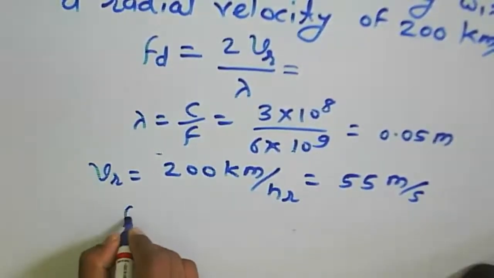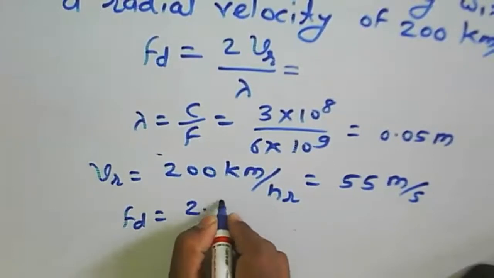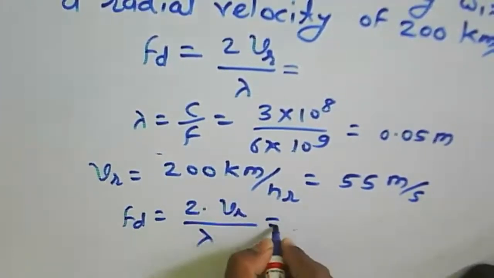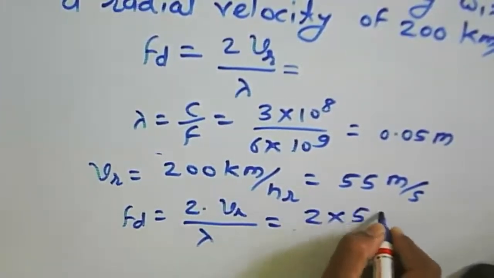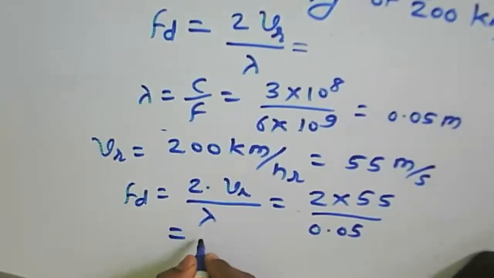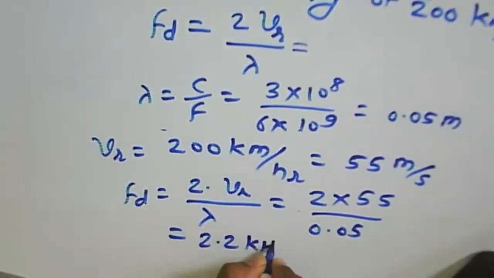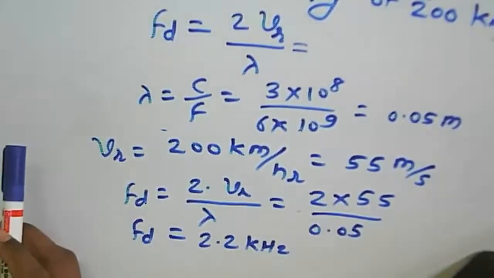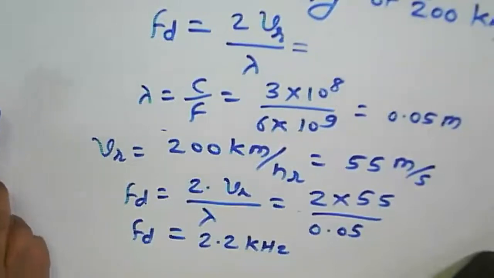If you put that, Fd is equal to 2 into VR divided by lambda, that is 2 into 55 divided by 0.05. So we will get Fd is equal to 2.2 kilohertz. That is about the Doppler frequency. So we should know that: what will be the Doppler frequency shift for the given velocity.